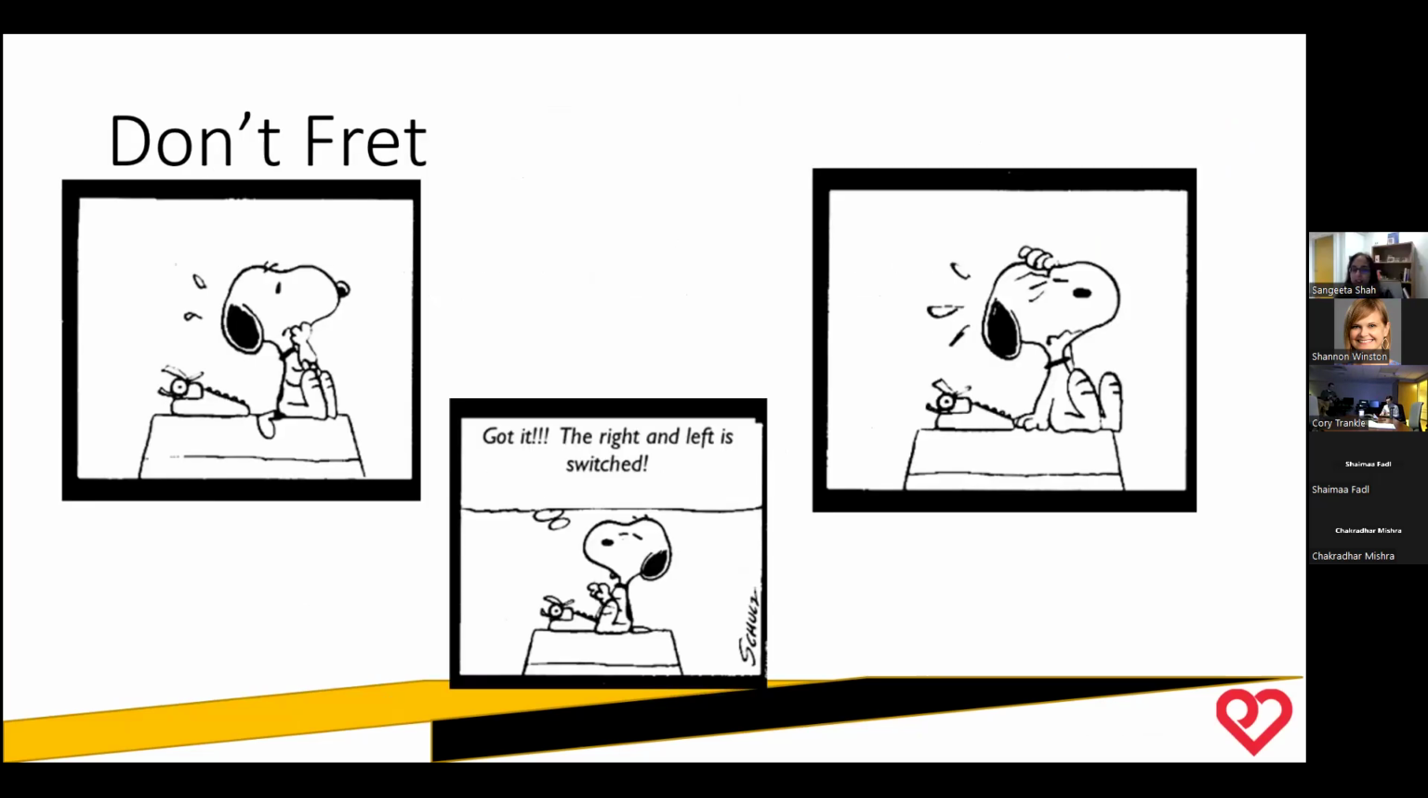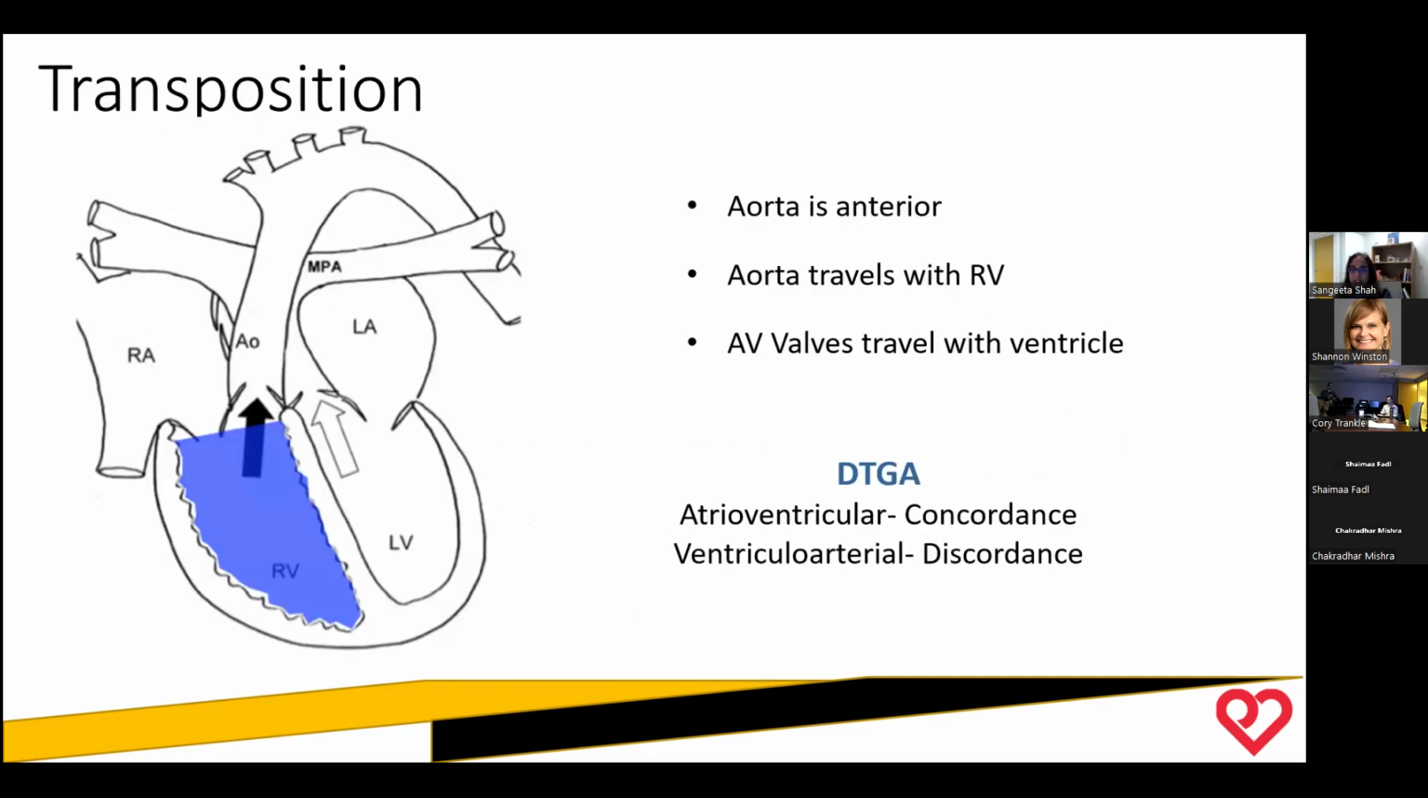So don't fret. I know it gets really worrisome. It's 7:30 in the morning, right is left, left is right, which one, and people make it confusing, but we're going to make it simple, like I said. And I want to say that transposition, always think, no matter what kind of transposition, the aorta is the most anterior structure. Find the sternum. Whatever's behind the sternum is the aorta. The aorta always travels with the RV.